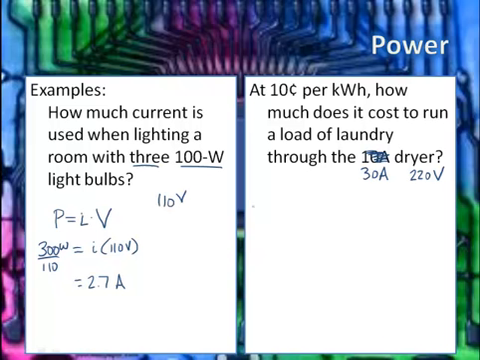So if we wanted to figure out how much does it cost, let's first figure out how much power a dryer uses. Power is current times voltage, and so that's 30 amps, 30 coulombs per second, times 220 joules per coulomb, and so that works out to 6,600 watts, or 6.6 kilowatts.